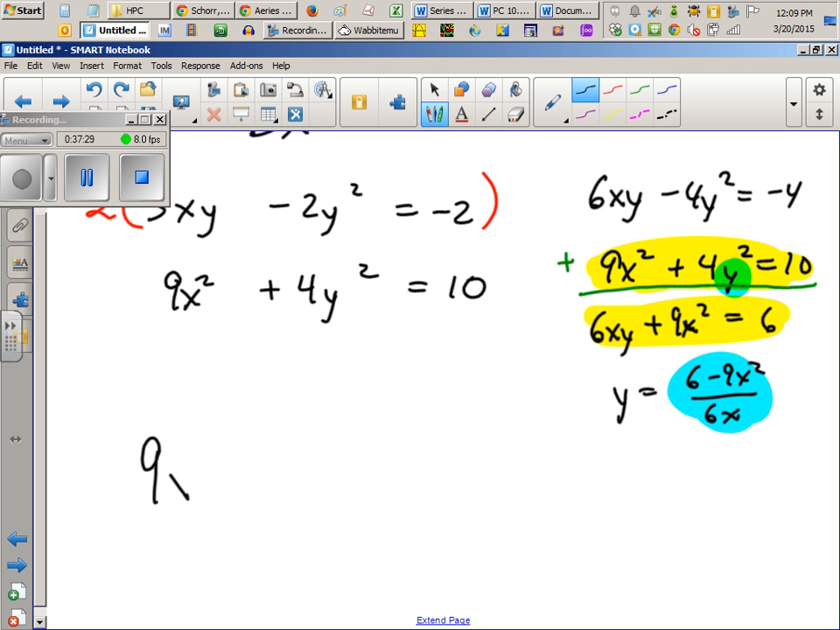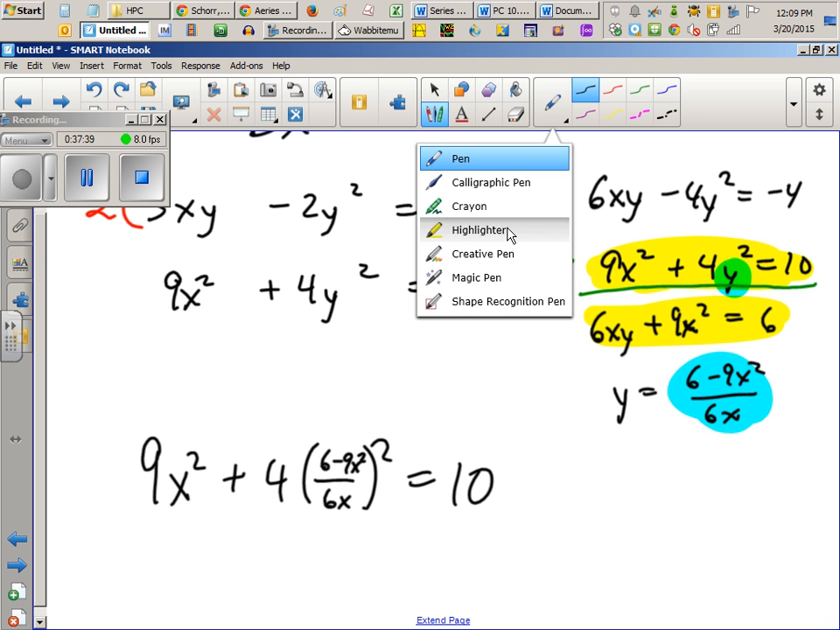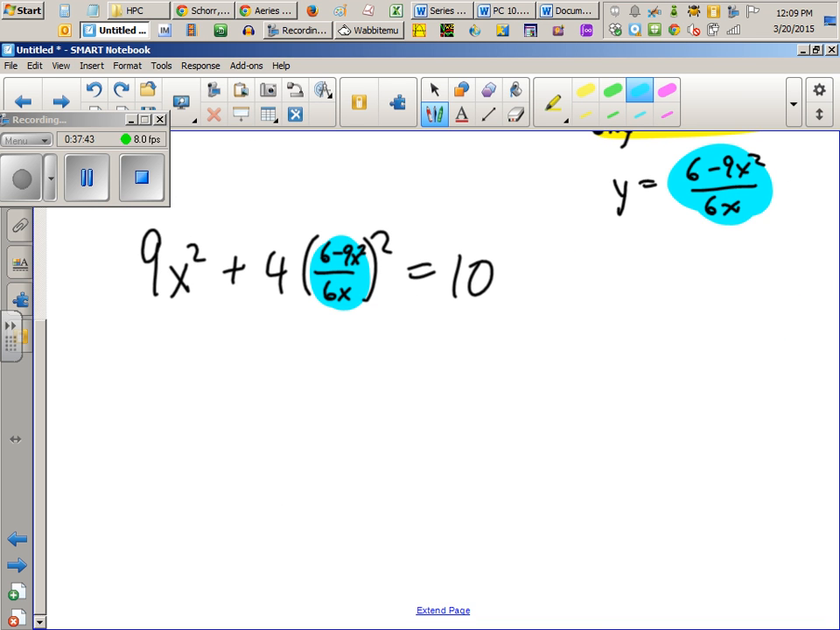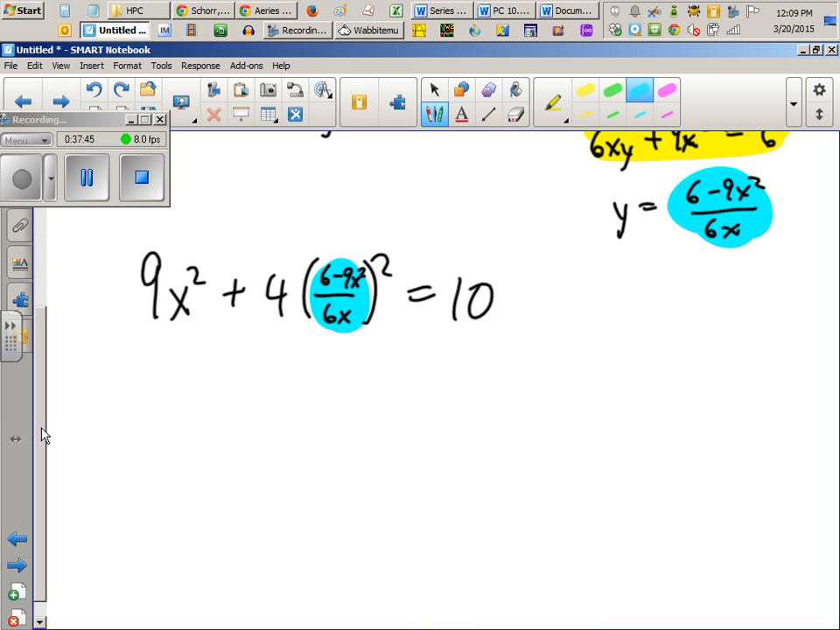So we have this 9x squared plus 4y squared equals 10, and we're switching out that y with this garbage. So this is that blue thing inserted. Okay, before you freak out, this does produce a 4th degree equation in x, but it factors. It solves really easily. So I'll try to finish it up here before the bell rings. If not, we'll just catch it on the video.